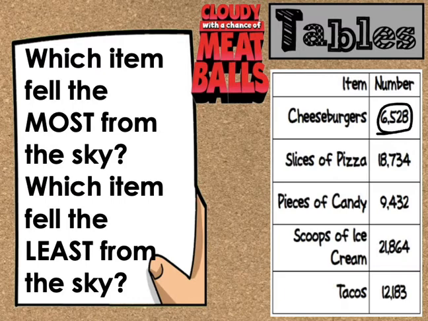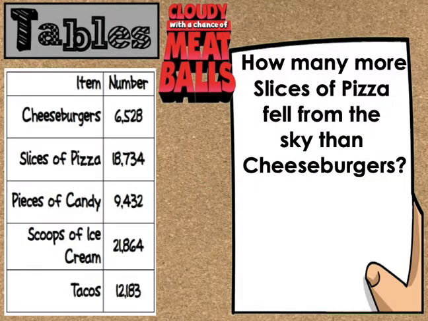And if we're looking for the most, we compare 18, 9, 21, and 12. You can see that 21 is the most here, and so the scoops of ice cream fell from the sky the most at 21,864 scoops of ice cream. Sounds delicious. How many more slices of pizza fell from the sky than cheeseburgers?